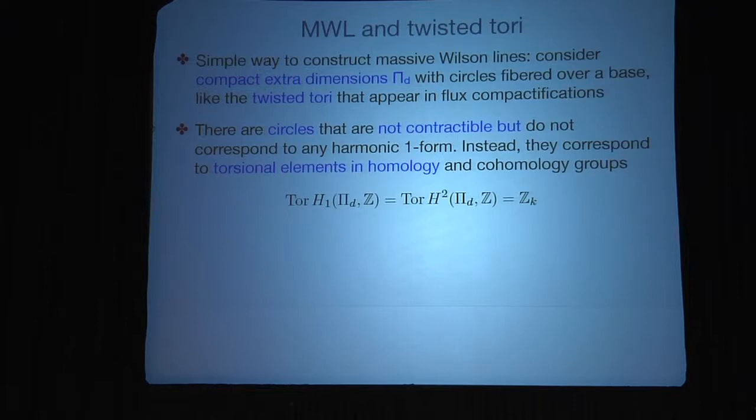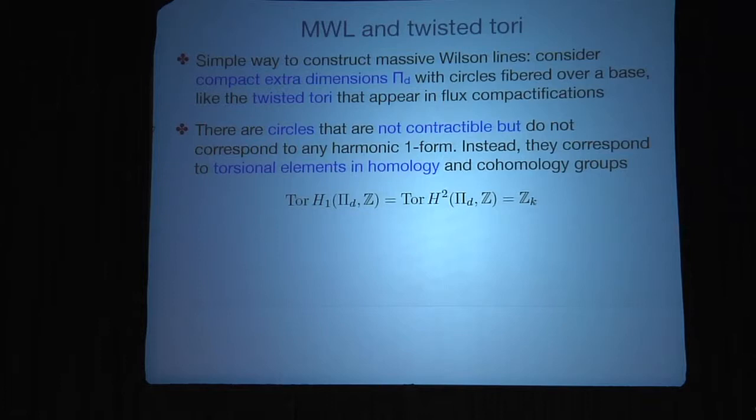Okay, so this is very nice as an idea. But the question is, well, which kind of things can you get that realize this observation? Okay? So the very simplest thing ever would be to consider compact extra dimensions made up of twisted tori, which are manifolds that came up in this program of moduli stabilization again and again.